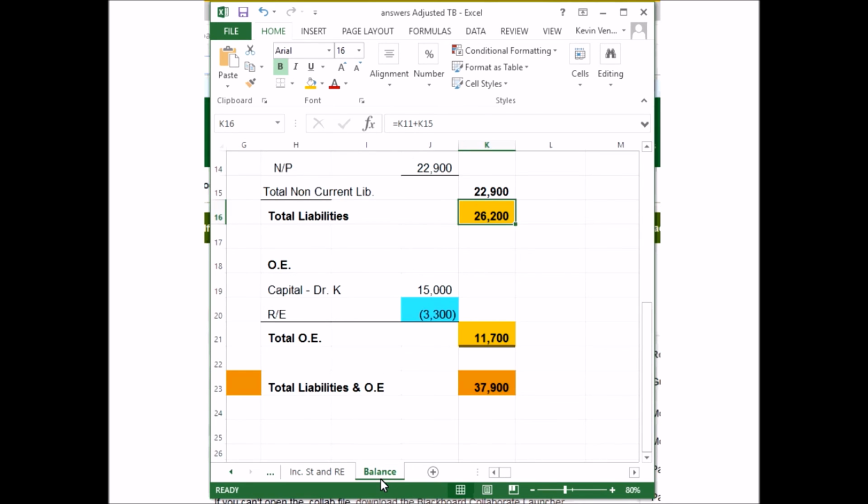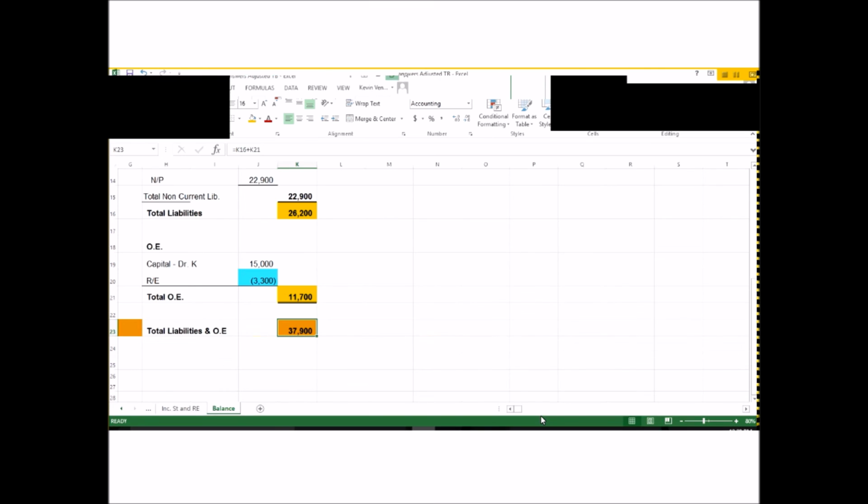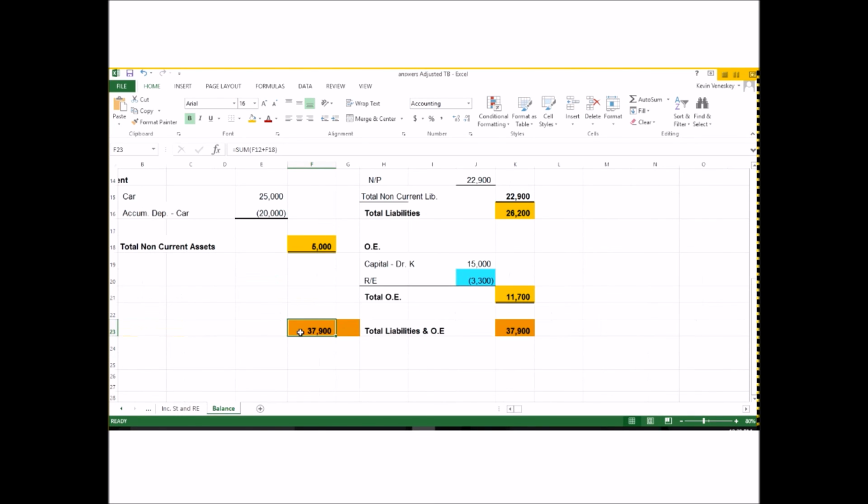So those are the only two items that are left to go in my owner's equity: my capital and my brand new retained earnings ending balance. Remember, that's a negative number, $3,300. Notice drawings are not included because drawings were on the last statement. So when I combine these, 11.7, my final checkpoint: do my liabilities plus owner's equity total what my assets showed as well? And they do, 37.9.